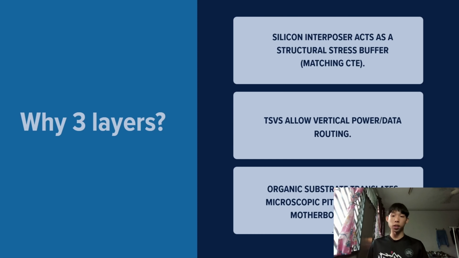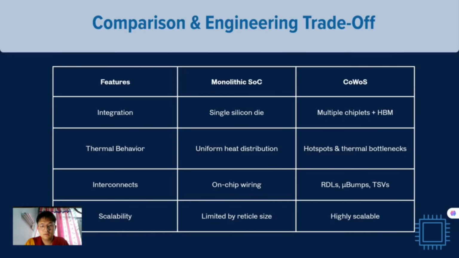So why do we use 3 layers? The silicon interposer acts as a structural stress buffer, meaning that during a high thermal condition, the interposer provides mechanical support. TSVs allow for vertical power and data routing, meaning that the data and the power can be driven through the hard silicon layer. And the organic substrate translates the microscopic pitch into standard size so that it can fit on the motherboard.